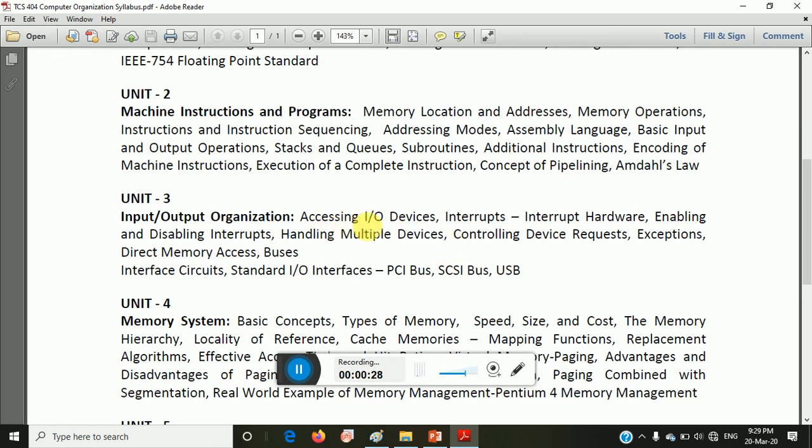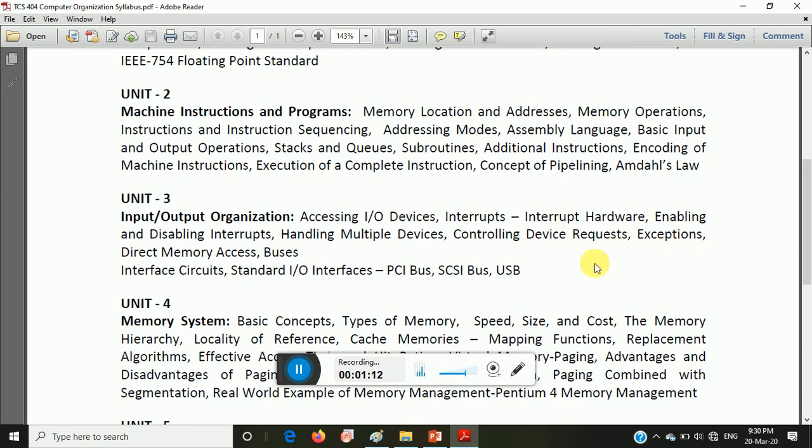So the first topic is accessing input-output devices, and another important topic is interrupt hardware, how to deal with the interrupts, and then we have enabling and disabling interrupts. Handling multiple devices is also important, because we have many devices connected to the microprocessor, and then we will see about controlling device requests. Multiple device requests are generated, and these must be handled by the microprocessor.